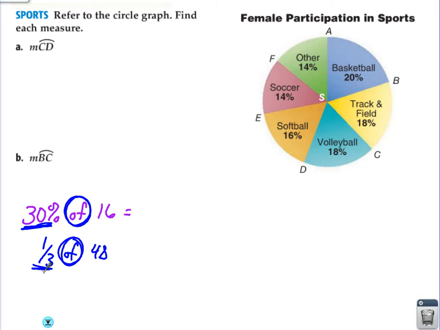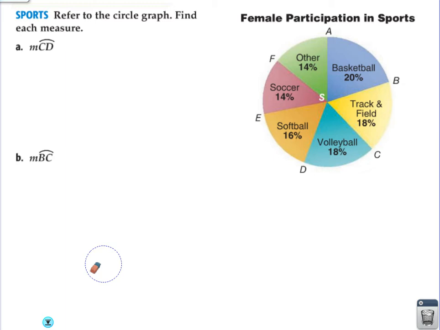So here we go. This problem says, find the measure of arc CD. The measure of arc CD. That's from here to here. When you're drawing a circle graph, it says female participation in sports. 20% of the females, I don't know if this is a school, nationwide, it doesn't say, 20% of them play basketball, 18% play track or run track and field, volleyball 18%, softball 16%, and so on and so forth.